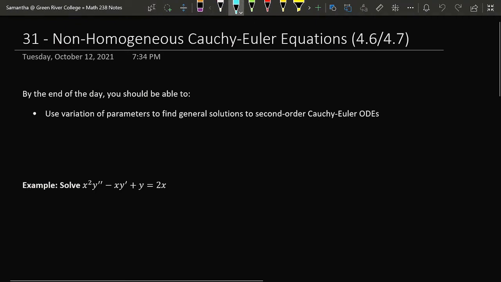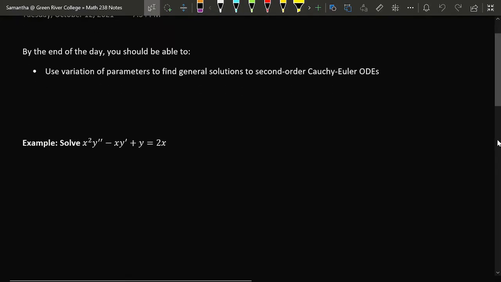Today is part 2 talking about variation of parameters, and today we're going to talk about using variation of parameters to find general solutions to non-homogeneous Cauchy-Euler ODEs. As we noted yesterday, the method of undetermined coefficients can only be used to guess a particular solution to a differential equation with constant coefficients, which meant it was completely off the table for a Cauchy-Euler equation. But variation of parameters is what allows us to solve a non-homogeneous Cauchy-Euler equation, and that's what we're going to do today.